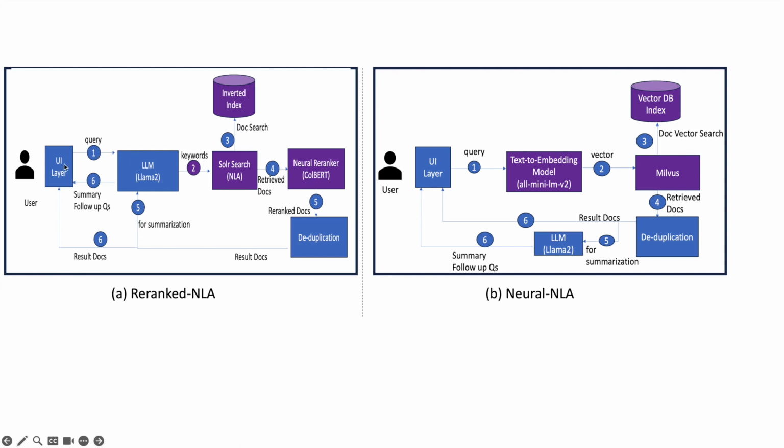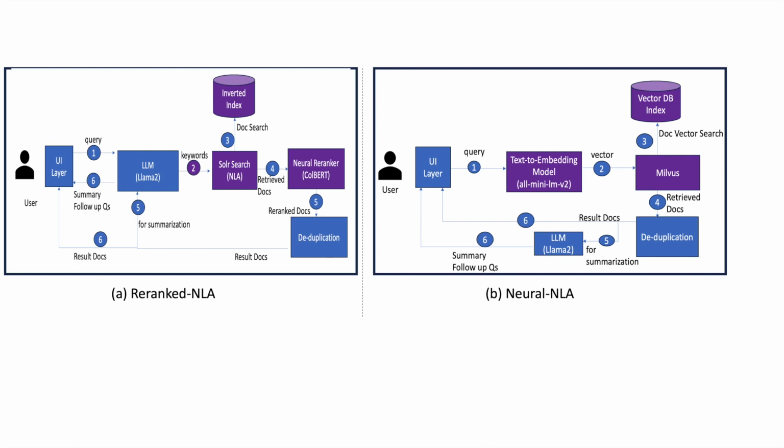We take the query from the user. We first apply Llama 2, which is a large language model, to do a keyword extraction. This is important because we want to make sure that the retrieved document indeed matches the keywords or entities mentioned in the query. But Solr search only relies on lexical overlaps or keyword matches. This is where neural reranker comes in handy. Neural reranker really tries to understand the complete query intent.